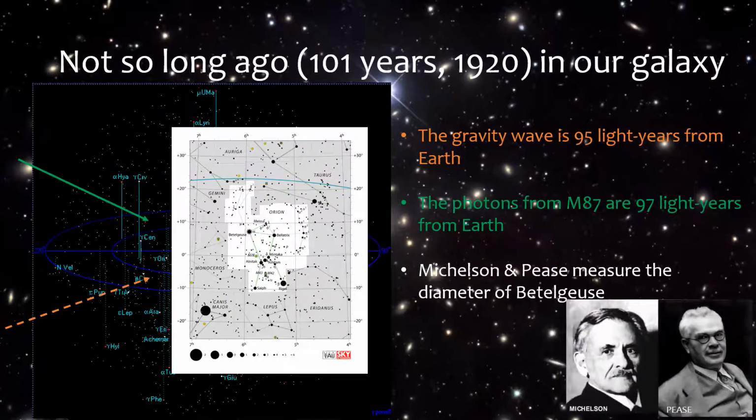In 1920, Michelson and Pease used this interferometry technique to measure the diameter of Betelgeuse, the bright red star on the top left armpit of Orion. This demonstrated the use of interferometry to gain a high degree of spatial resolution. That's actually a Hubble image, I think, if I remember. That's not the original one by Michelson and Pease. I couldn't find that one.